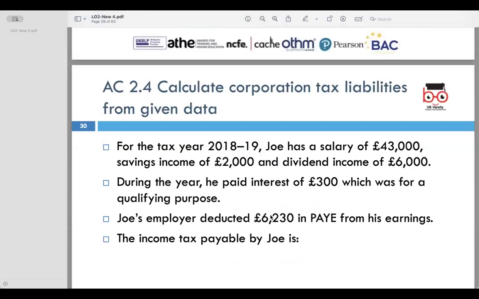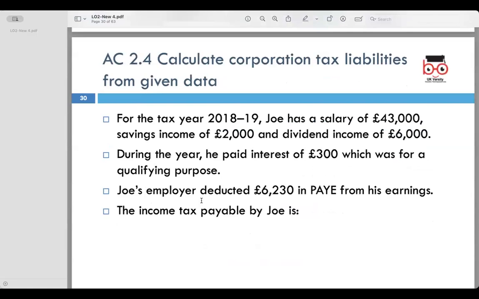Now, calculate tax liabilities from given data. Here is the data. During the fiscal year 2018-19, Joe's income included a salary of £43,000, savings income of £2,000, and dividend income of £16,000. In the course of the year, he made a payment of £300 in interest, which was qualifying. Joe was subject to a deduction of £6,230 in pay from his earnings by his employer.